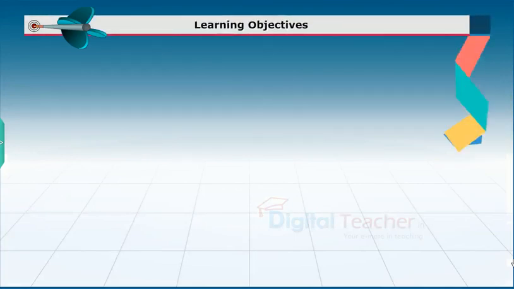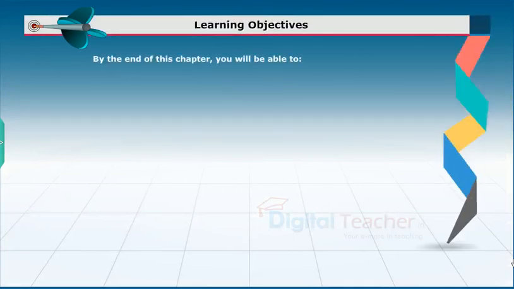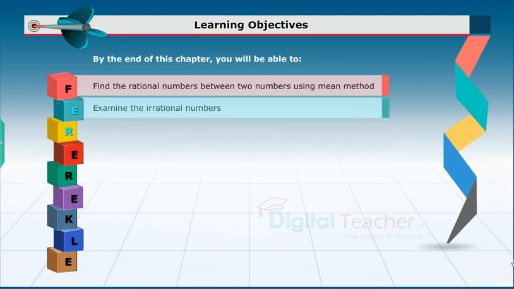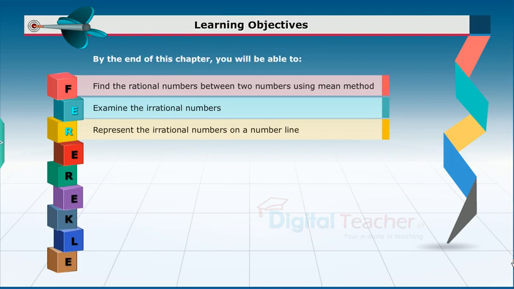Learning objectives. By the end of this chapter, you will be able to find the rational numbers between two numbers using mean method. Examine the irrational numbers. Represent the irrational numbers on a number line. Explain the real numbers.